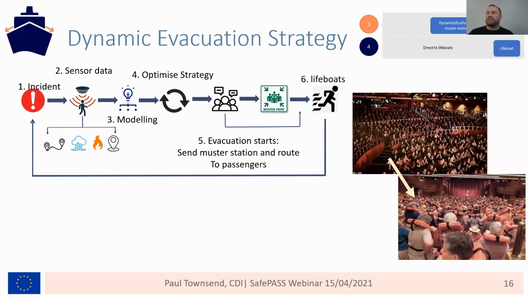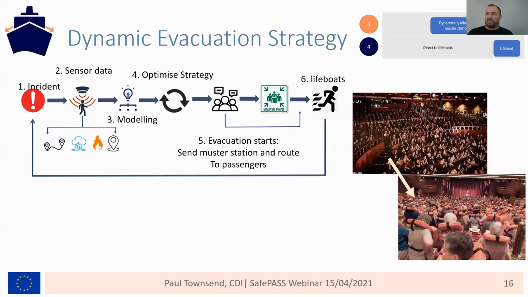So it's not necessarily their nearest one, but the default would be to send them to the nearest one. We can't overload the muster stations, but the system is intelligent enough to calculate that very quickly, to guide people, to distribute them around the ship as is best for the overall evacuation. So we can dramatically reduce the time.